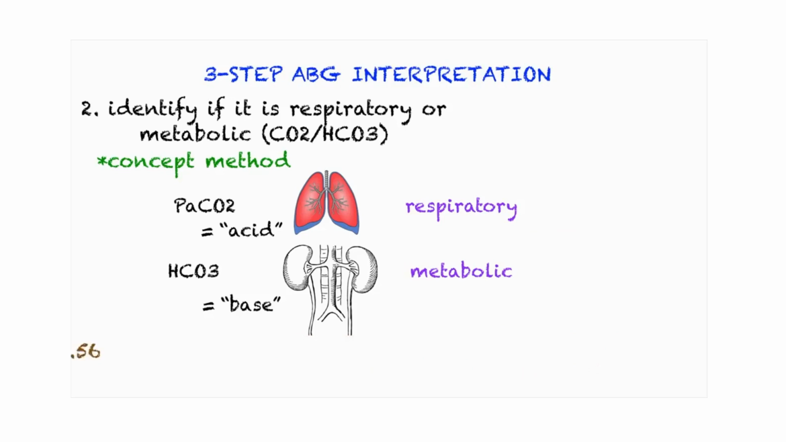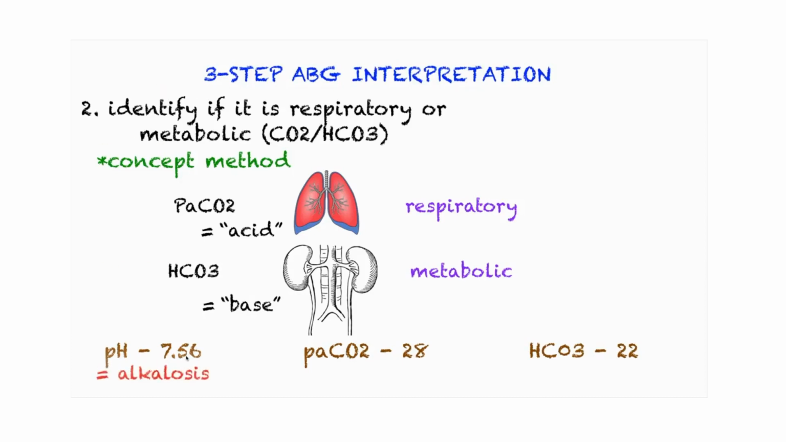Another example, pH of 7.56, PaCO2 of 28, and bicarbonate of 22. The pH, what does this tell us? Is it acidosis or alkalosis? It's alkalosis. It's more than 7.45. Looking at the PaCO2, our normal is 35 to 45. It's less than 35. Look at our bicarbonate. Is this normal? 22 to 26? It's normal.